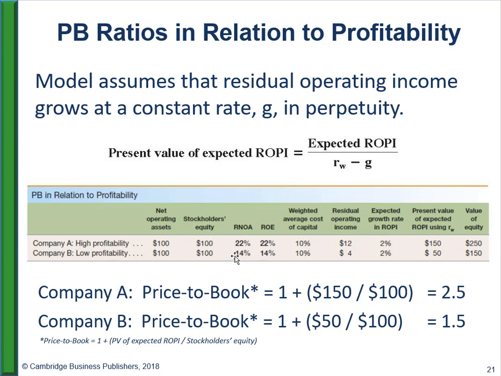In this instance, we are varying the return on net operating assets. As our return on net operating assets goes from 14 to 22%, you see the price to book value of company B at 1.5 and the price to book value of company A at 2.5. So the price to book value goes up significantly as the return on net operating assets increases, which is exactly what you would expect, and you'd want to pay more for a company that had higher profit margins.